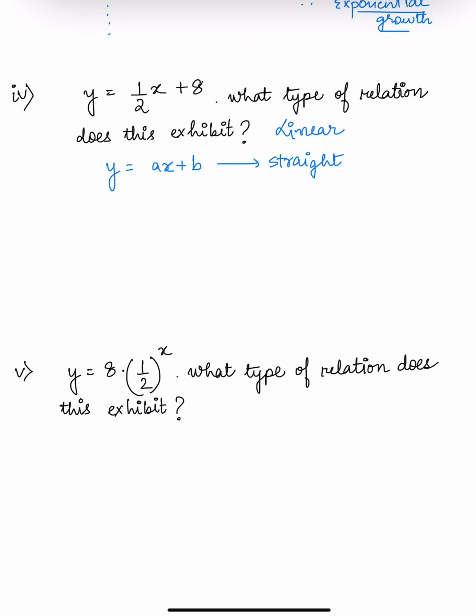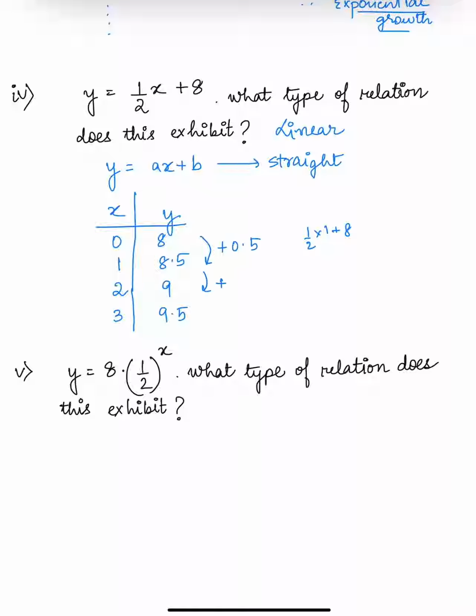Now, for our checking purpose, we can put some values and check it as well. For x and y, when x is 0, y is 8. When x is 1, half into 1 plus 8, so that is 8.5. Similarly, when it is 2, it is 9. When it is 3, it is 9.5, and so on. So we can see it's getting added by plus 0.5. So this is getting added by a constant. So we can say for sure that it is linear.